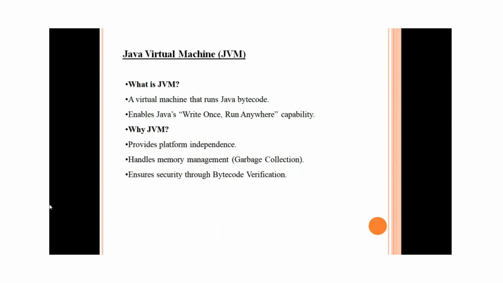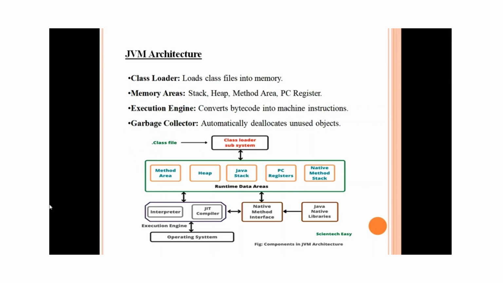it handles memory management and garbage collection. Garbage collection is the feature in Java where unused variables or objects are automatically deleted from the system. It also ensures security through bytecode verification, and the JVM ensures security, which helps the code be protected.